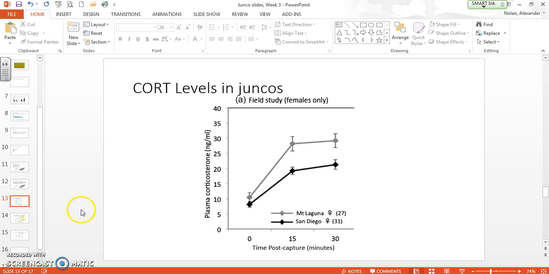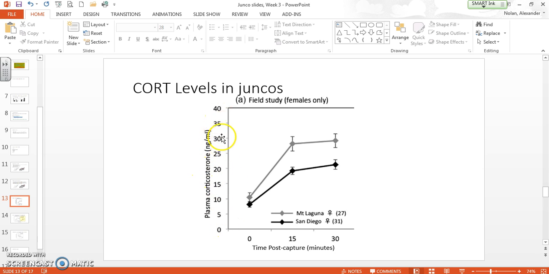What did the researchers find? Well, there's really two graphs that they looked at. One is data from the field study. If we interpret this graph, what we see is that on the y-axis, they're measuring the plasma corticosterone. That's just another way of saying the amount of this chemical in their blood, right? Plasma is the liquid part of your blood. They measured it in nanograms per milliliter, which is a very small amount.